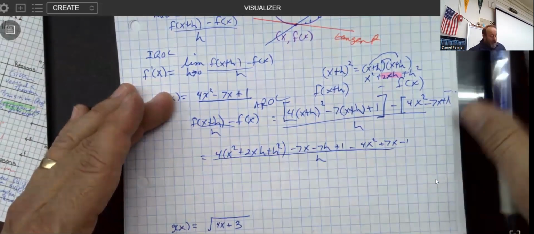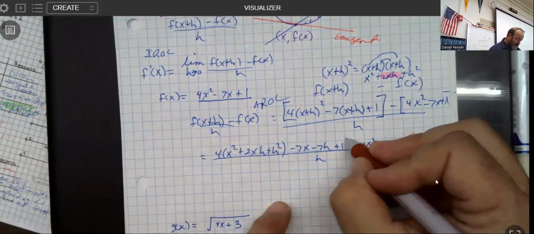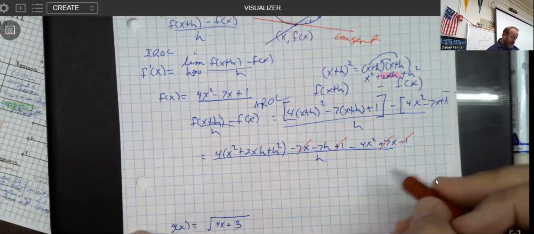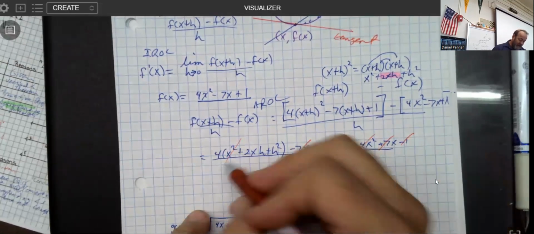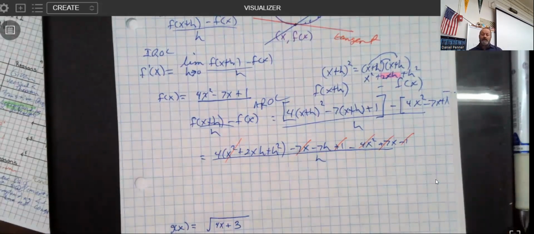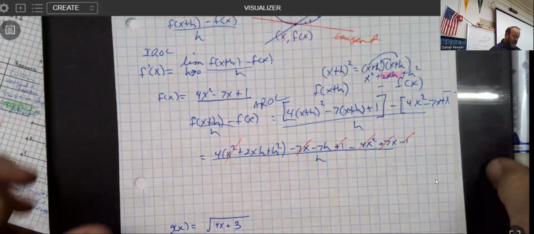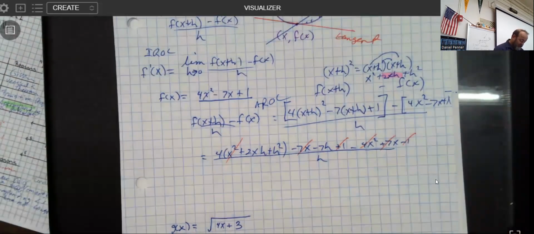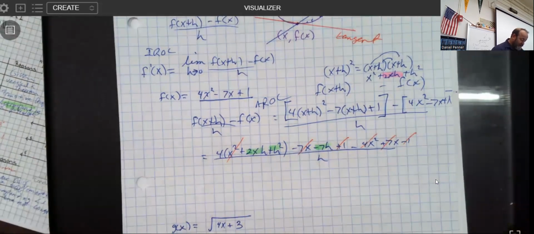Now, for what it's worth, we now can go in here like a shooting gallery and start plinking things off. And you're going to notice that negative 1 and the positive 1, the negative 7x, the positive 7x, the 4x squared, the negative 4x squared. Everybody that doesn't have an h seems to have disappeared. And what you're going to notice is the pieces that are left are here, here, and here. Those are the only pieces that are left.